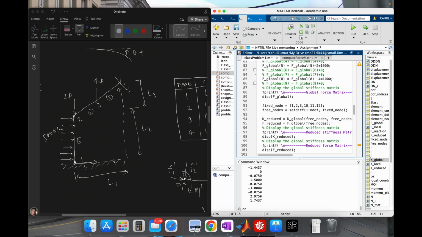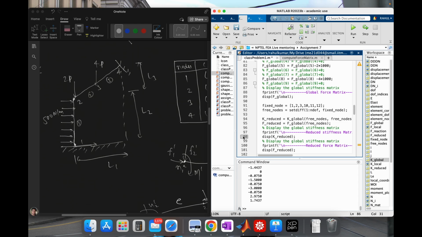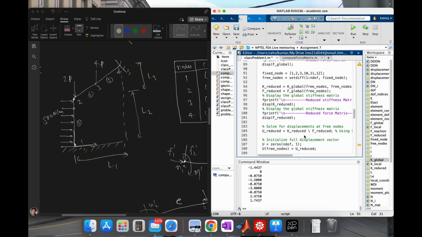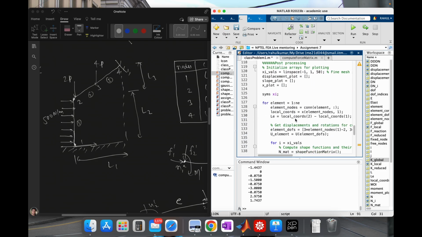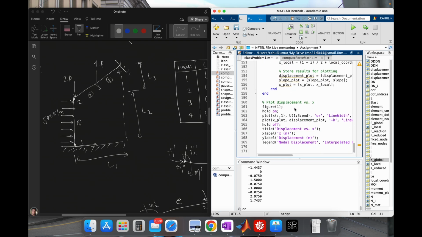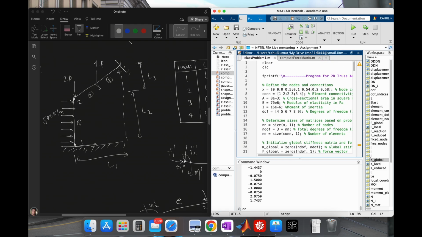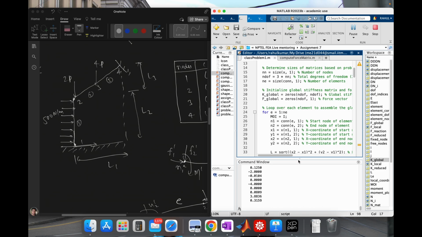Now we need to see which are the fixed nodes, because we need to reduce the K global and F global. So what are the fixed nodes? Here the fixed nodes are 1 2 3 and 10 11 12. Then it will separate from the global stiffness matrix, and it will solve the whole problem. Then we will run this code and we will see what is happening. And yeah, everything else is correct. Let's see.